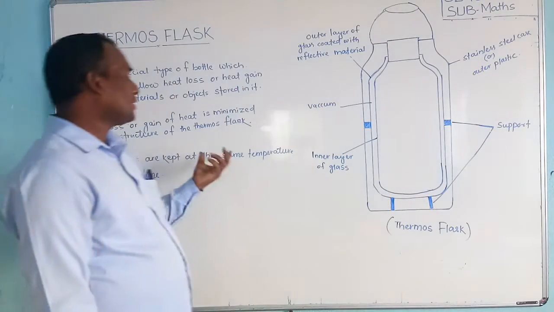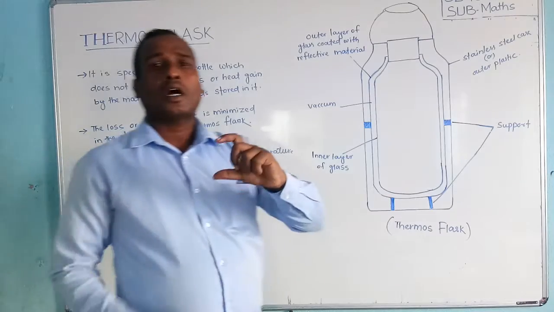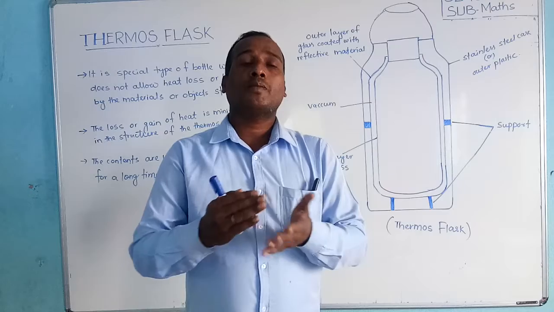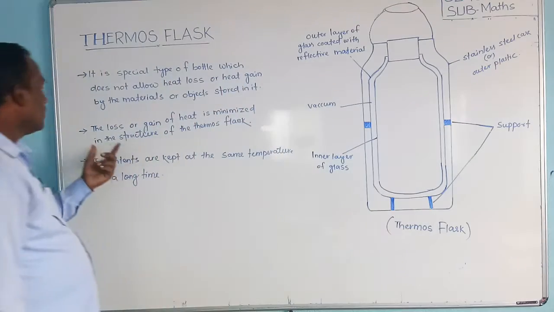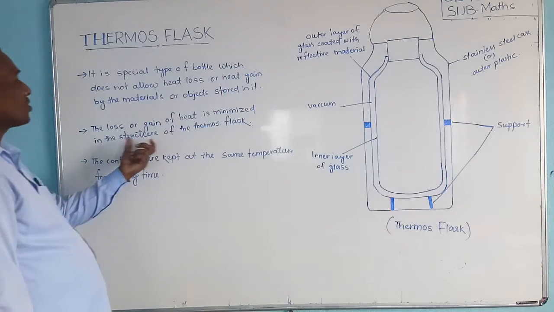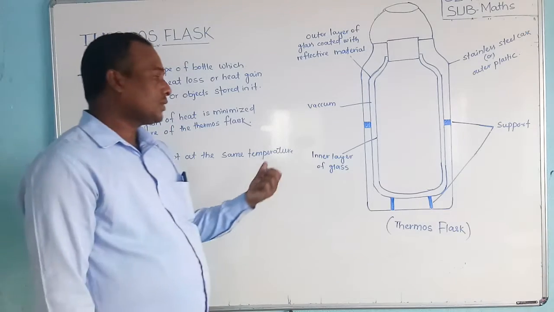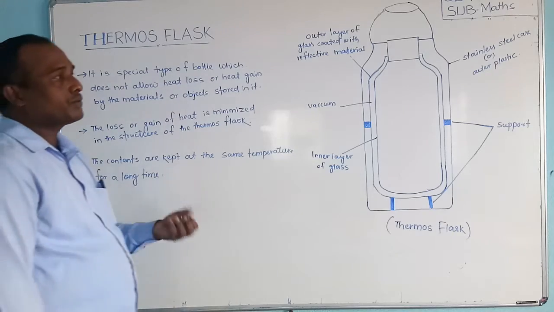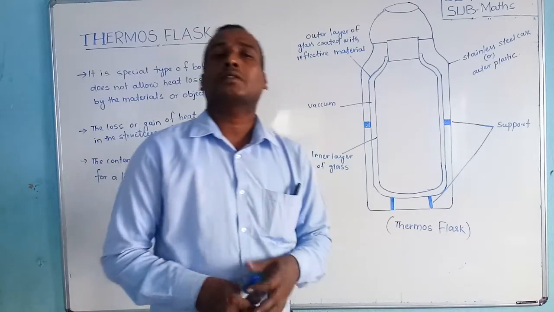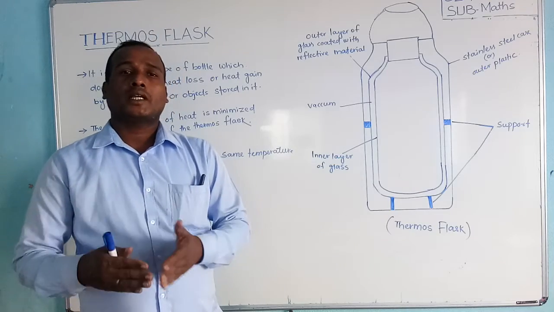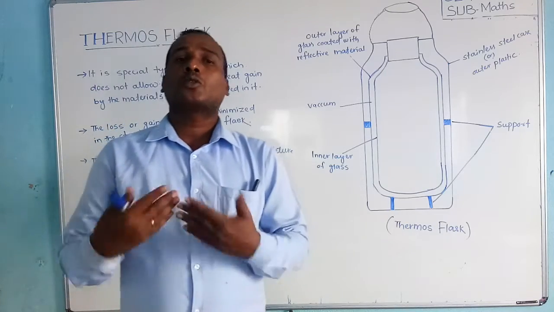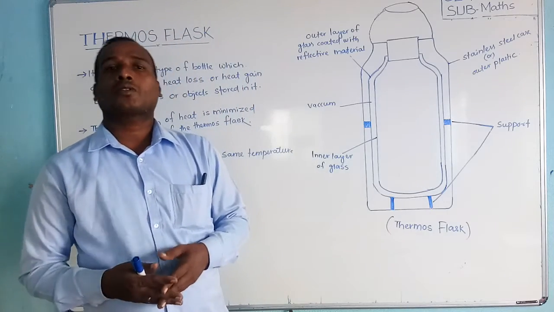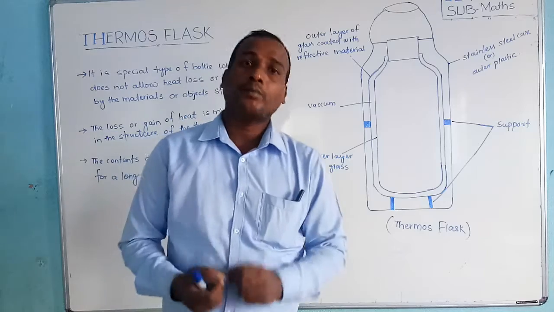So how is this happening? The loss or gain of heat is minimized by the structure of the thermoflask. Next, the contents are kept at the same temperature for a long time. I told you, whenever we keep milk or hot water in the thermoflask, it will stay for a long time, that means 2 hours, 5 hours, 6 hours. But it won't stay for 10 days or 5 days or 1 month or 1 year.